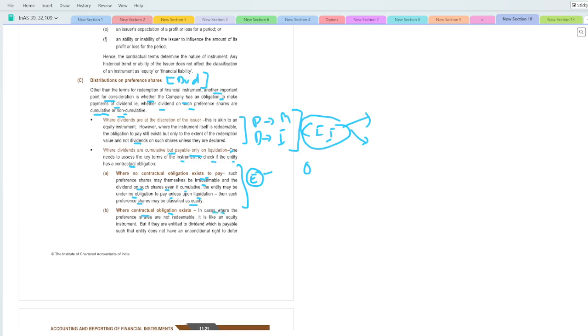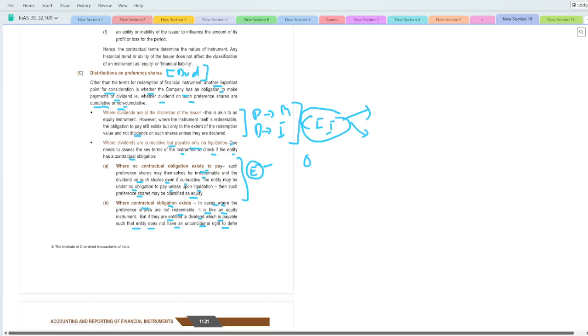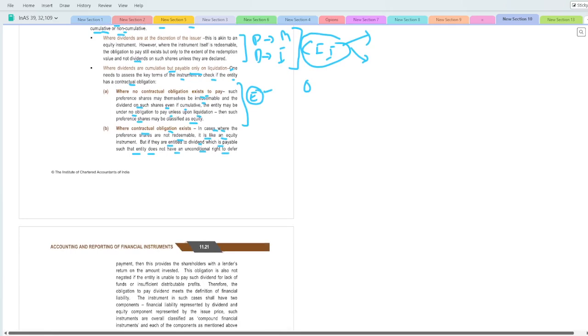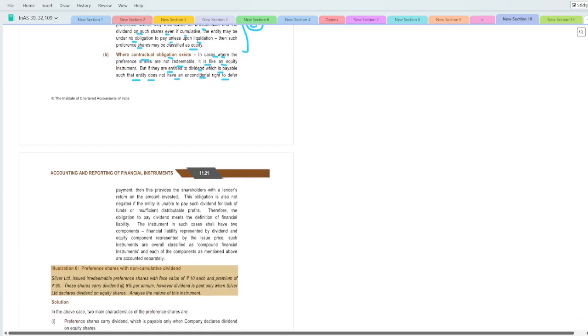So in the case where the preference shares are not redeemable, it is like an equity instrument, but they are entitled to a dividend which is payable such that the entity does not have any unconditional right to defer the payments. Then this provides the shareholders with the lender's return on the amount invested. This obligation is also not negated by being unable to pay such dividend, so therefore the obligation to pay the dividend meets the definition of the financial liability.